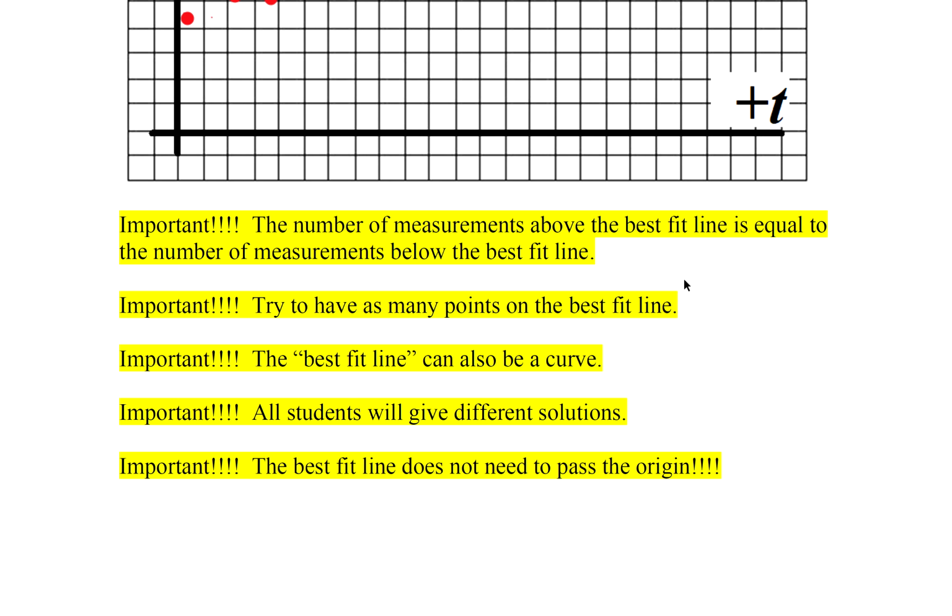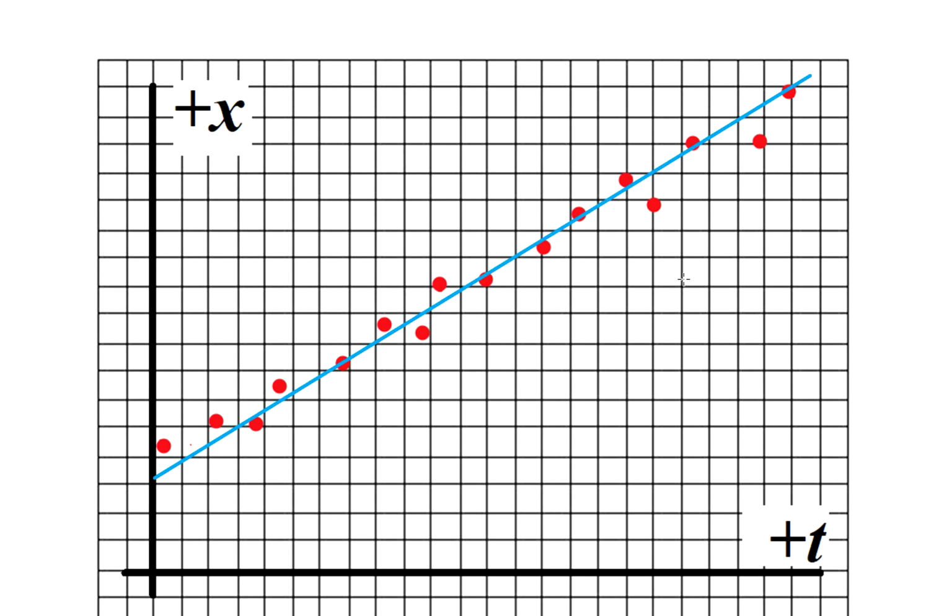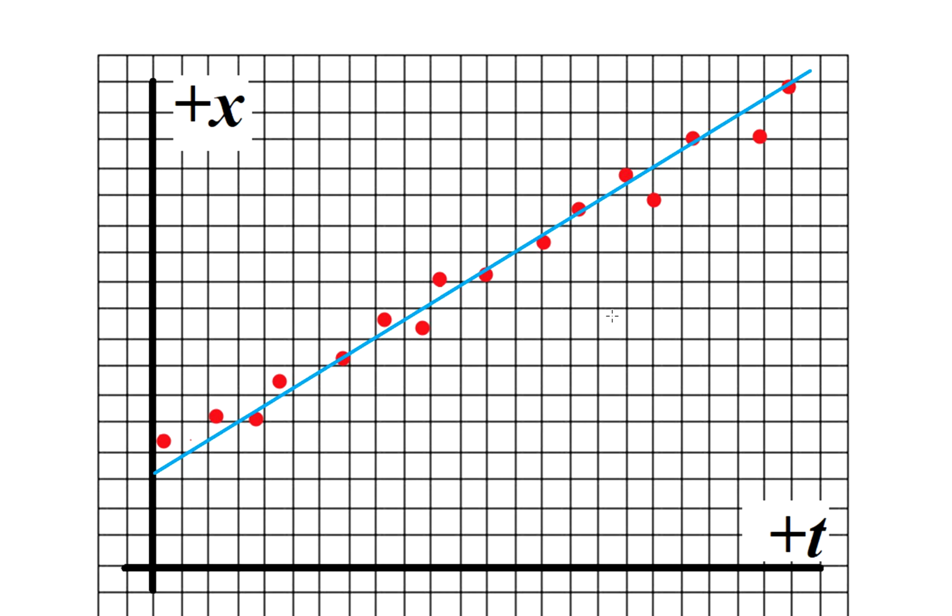So here we go. The number of measurements above the best fit line is equal to the number of measurements below the best fit line. Try to have as many points on the best fit line as possible. The best fit line can also be a curve, so that word line is a little bit deceptive. All students will give different solutions, and the best fit line doesn't need to pass through the origin. This is a best fit line that I drew. Now my value is going to be different than your value.